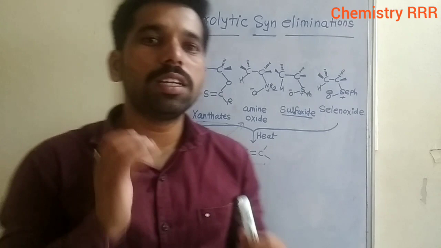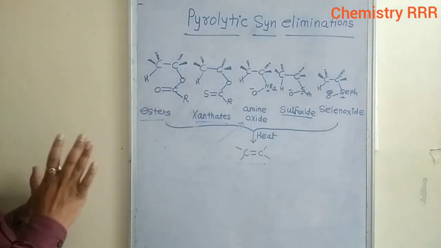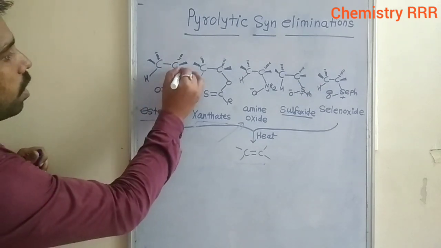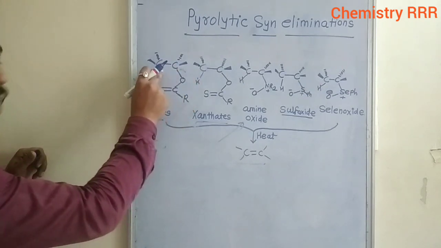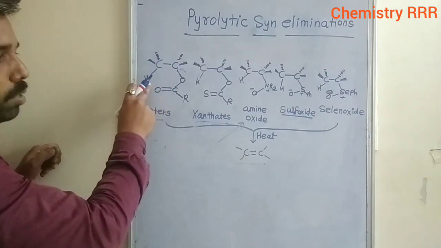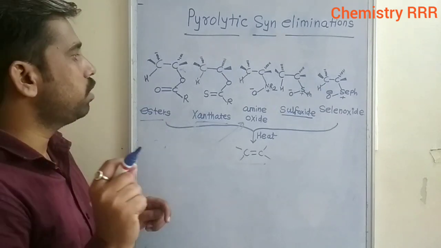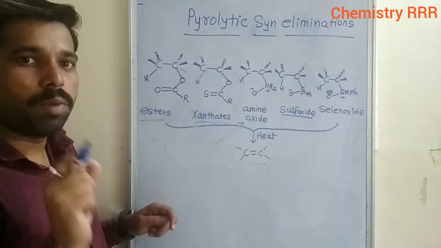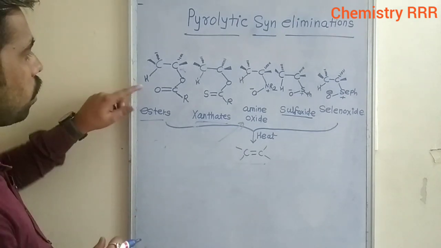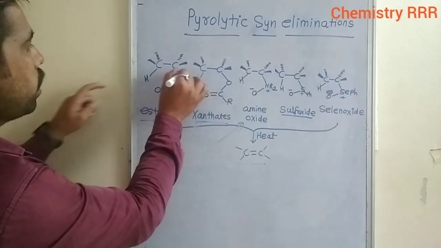Now, what is the condition for the pyrolysis reaction? The condition for the pyrolysis reaction is the beta hydrogen. This is the alpha carbon, this is the beta carbon, and the hydrogen present on the beta carbon is a beta hydrogen. There must be at least one beta hydrogen for the syn pyrolytic elimination reaction. Then the next condition is the beta hydrogen and the eliminating group. This is an eliminating group.